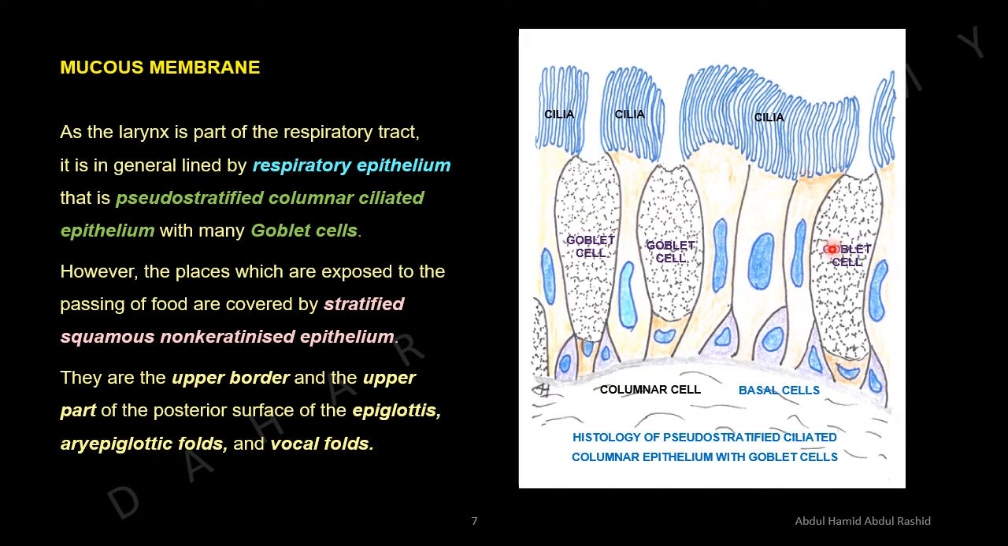However, the places which are exposed to the passing of food are covered by stratified squamous non-keratinized epithelium. Which are the places? They are the upper border and the upper part of the posterior surface of the epiglottis, aryepiglottic folds, and vocal folds. In this area, the epithelium is stratified squamous non-keratinized epithelium.